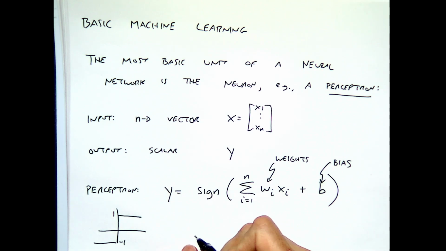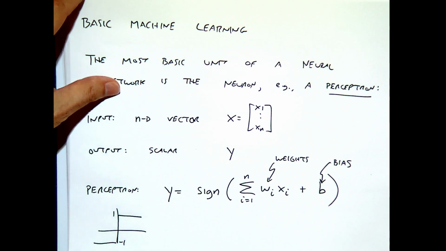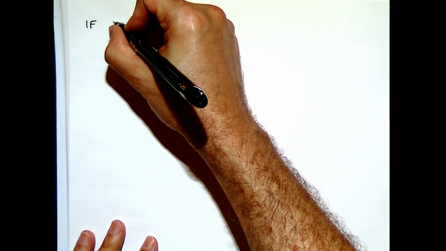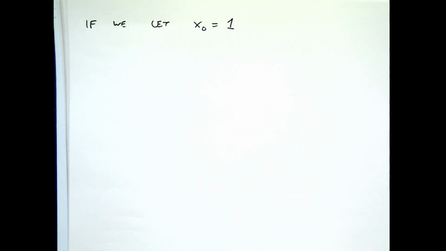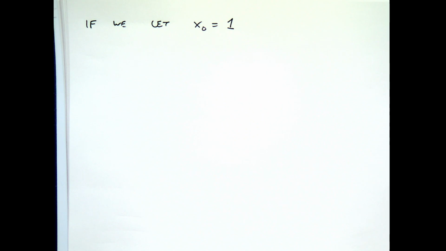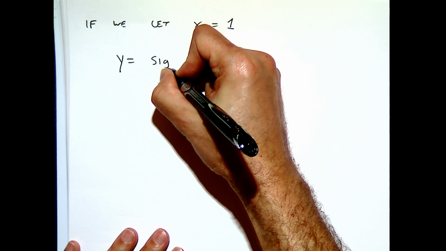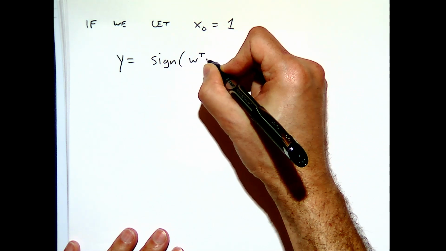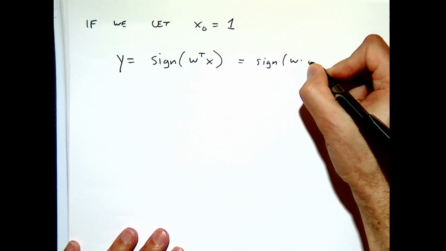One thing I can do to make this a little more mathematically compact is to let x0 equal 1. Meaning that in addition to my 1 through n values of x, I define this dummy variable x0 that equals 1. Then I can write my perceptron output much more easily as just the sign of w transpose x, or the dot product w dot x.